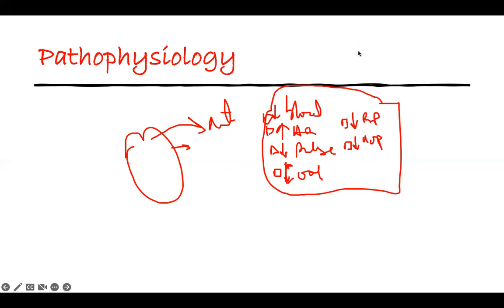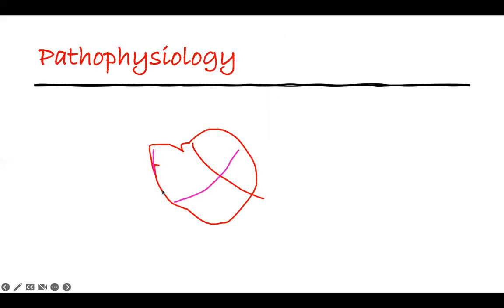When we're talking about right heart failure, now this is what you have. You have the right side getting bigger because blood is staying there. So this is the right atrium. This is the right ventricle. This is the left atrium, left ventricle.